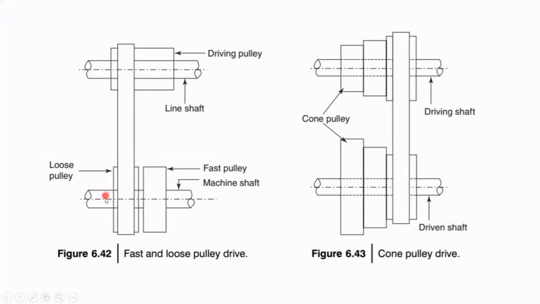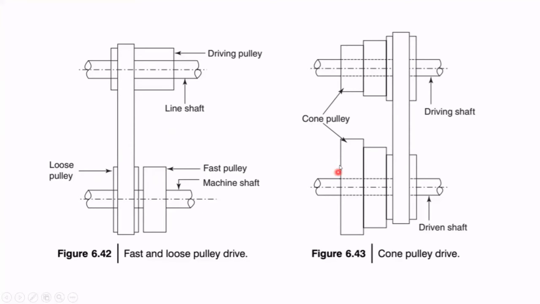If we need power transmission between shaft 1 and shaft 2, we connect the belt to the fast pulley. If you connect the belt to the fast pulley, then power is transmitted through this fast pulley only. The loose pulley is just an idle pulley. If you want to stop the rotation of the second shaft without stopping the motor, we use the loose pulley. This arrangement you can see in a planer machine.